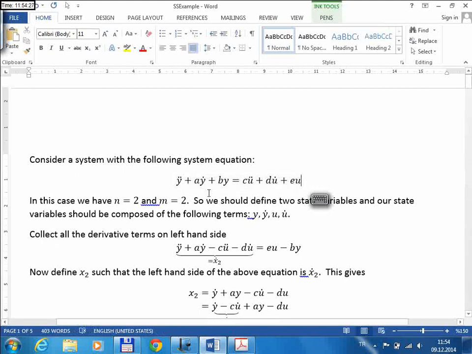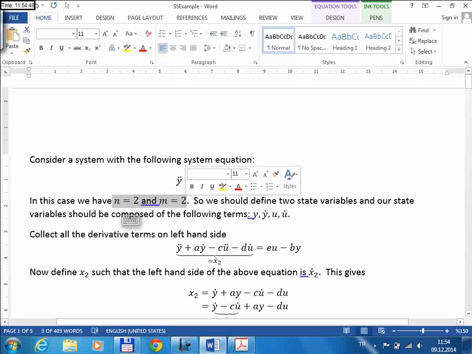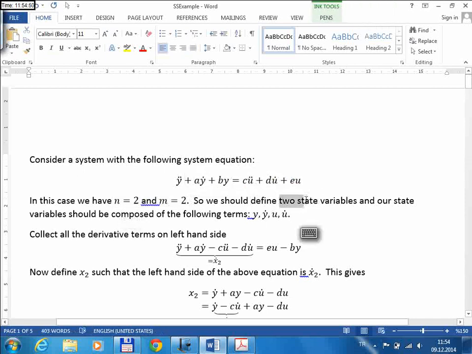Okay? And this is the highest order of differentiation on the output term is 2. m is 2 as well, because we have the second time derivative of input. So if you remember our yesterday's lecture, this means that we need to use two state variables since n is equal to 2. And these state variables should be defined such that they include all these terms, y dot and u dot.